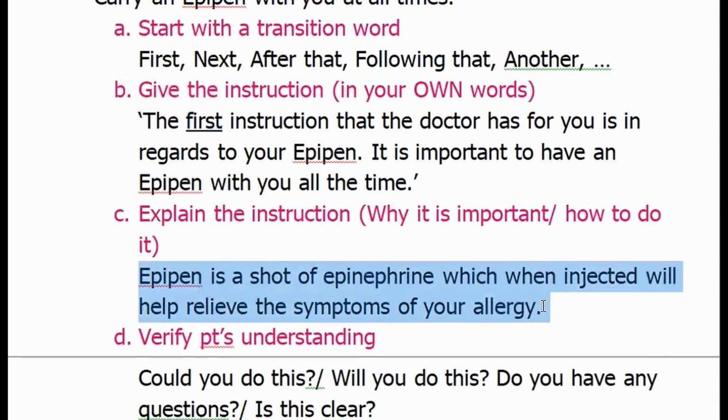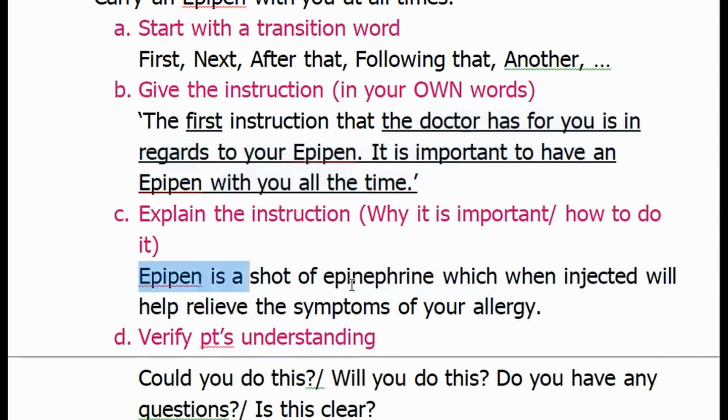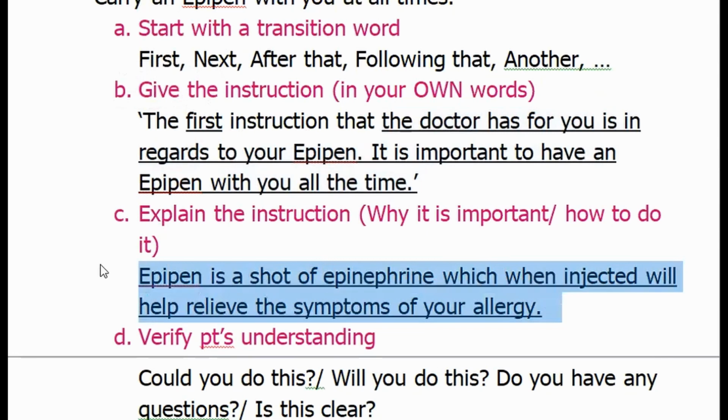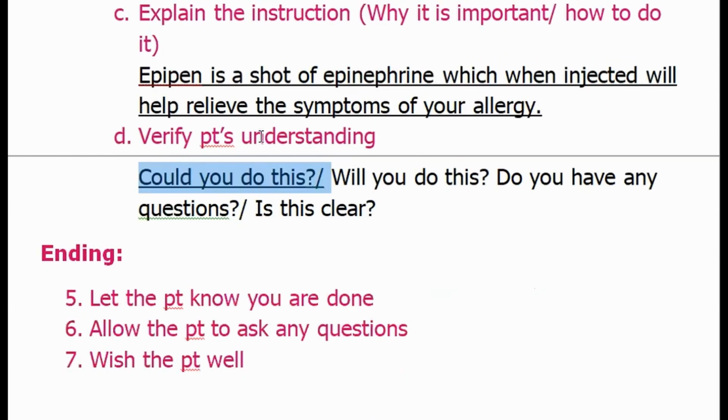instruction. Let's not forget that. Explanation and verification. One of these. I'm giving you a lot so that you could choose so you don't repeat the same ones all the time. This way you don't lose points for vocabulary. So try not to say to the patient for each instruction, is this clear? Is this clear? Is this clear?